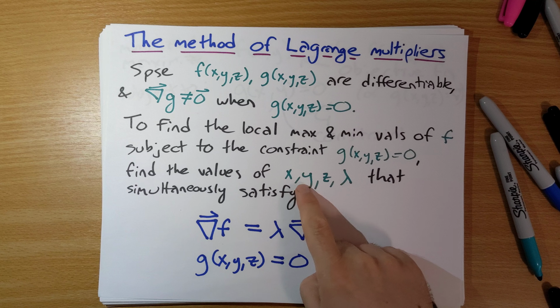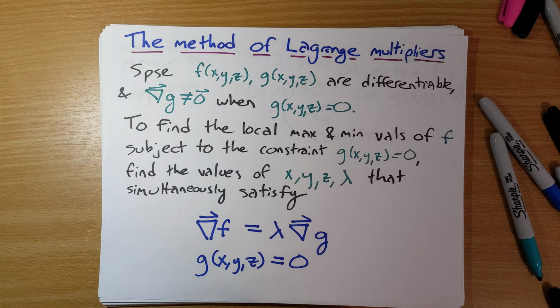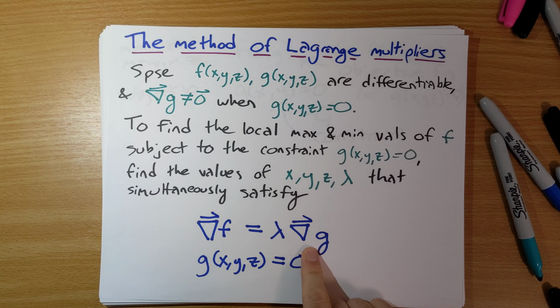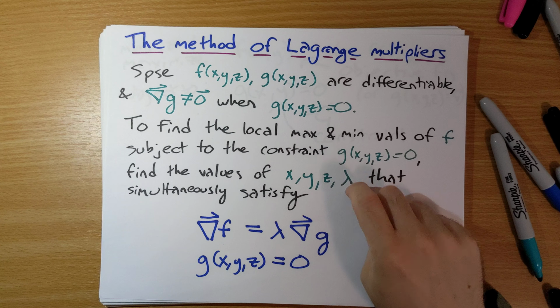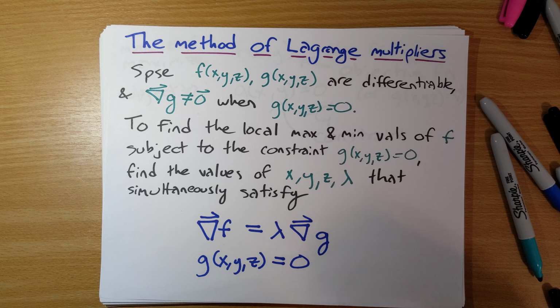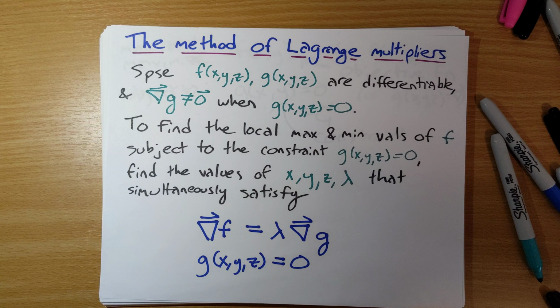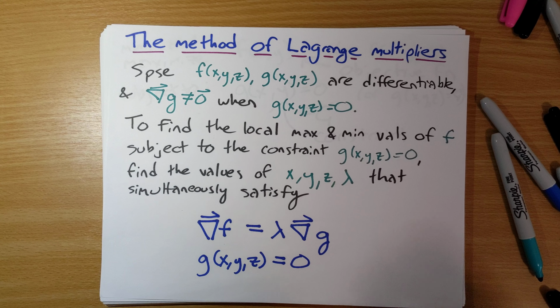Find the values of x, y, z, and lambda that simultaneously satisfy the gradient of f is equal to lambda times the gradient of g, and our same constraint here, g of x y z is equal to 0. And this lambda here is what we will call a Lagrange multiplier. So this is going to give us a bunch of equations to solve, and so we'll work on solving them. Next video, we'll do some examples, and also in a future video we'll talk about why this works.